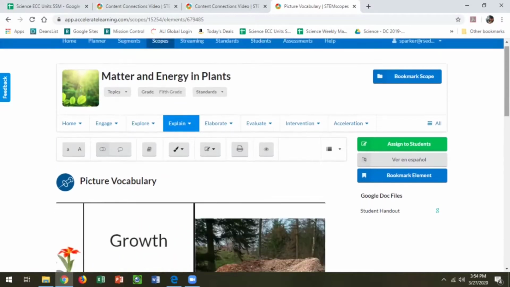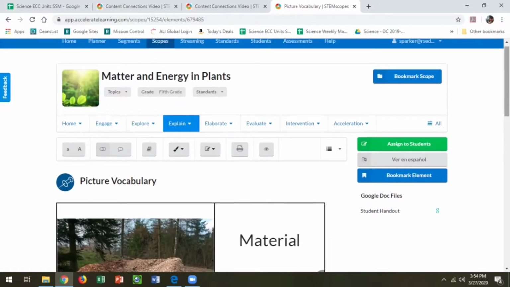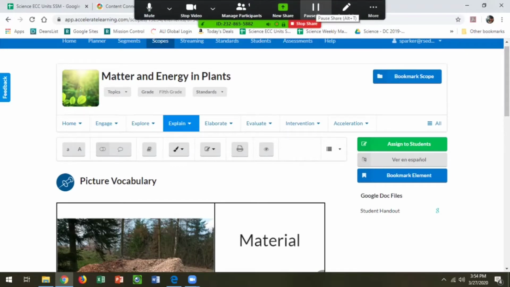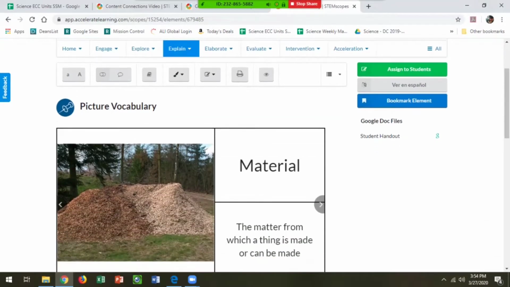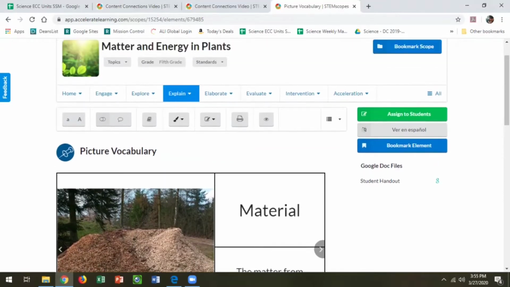Your next word is material. Can we guess what material may mean? Anybody got a guess? Materials are the matter from which a thing is made or can be made. The matter from which a thing is made or can be made.